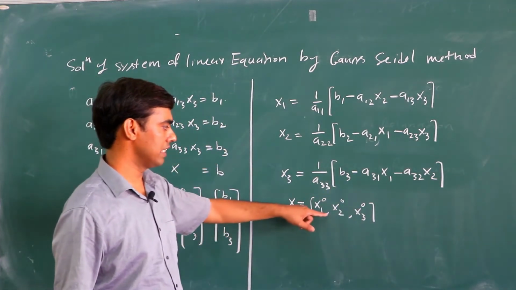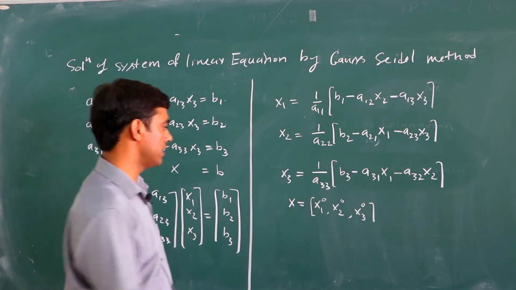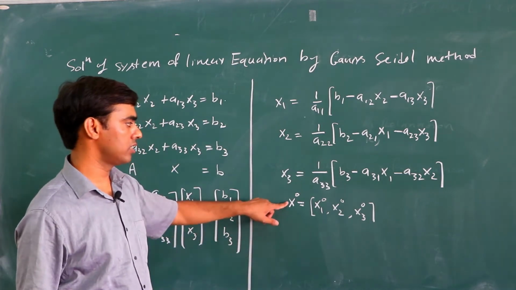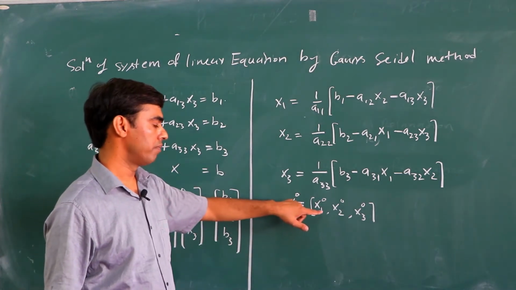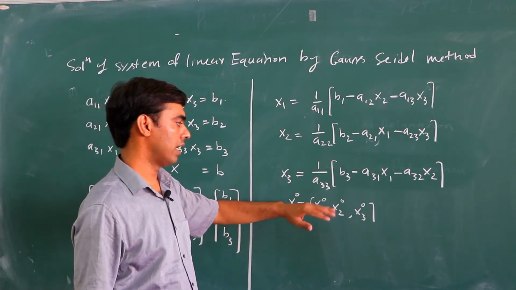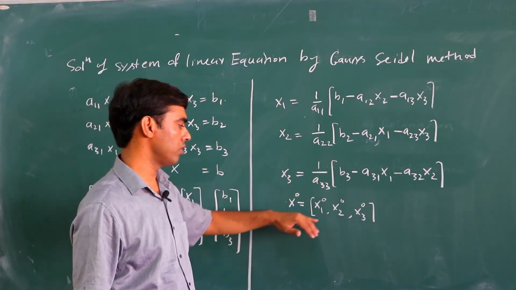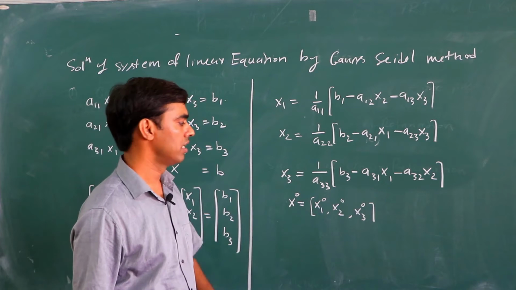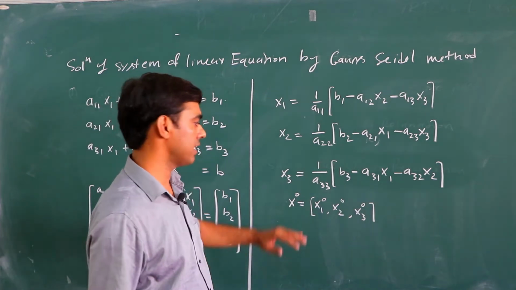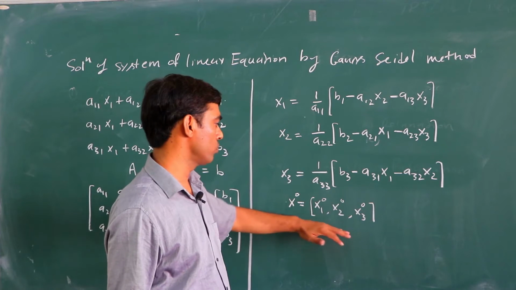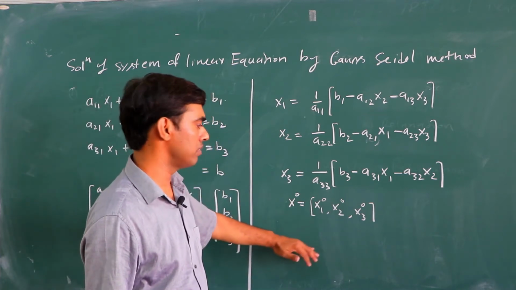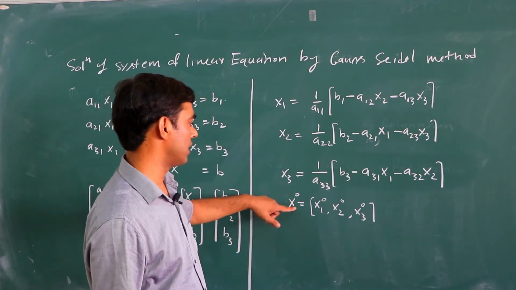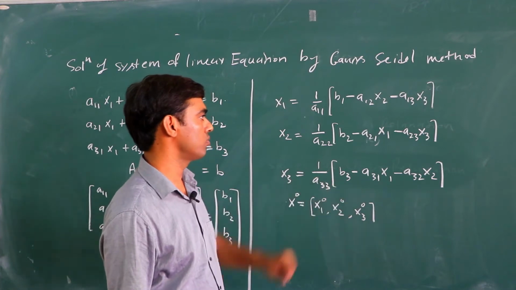Suppose this is the initial solution, the initial iteration, and we denote it by the vector x0. What is the meaning of this? x0 denotes the values of unknowns at the initial level, x1 denotes the values after the first iteration, x2 denotes the values after the second iteration. Similarly, here we use the notation xk for the values of unknowns after the kth iteration, and xk plus 1 for the values after the k plus 1th iteration. Initially we assume x1 0, x2 0, x3 0 as the initial solution.